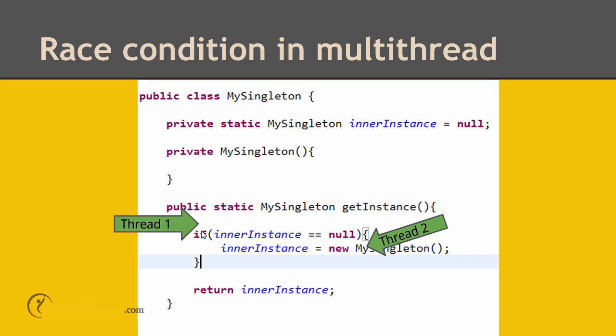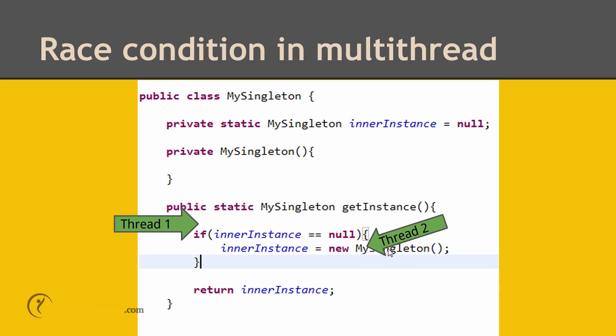So when thread 1 steps into the method getInstance, thread 2 may step into the getInstance method too. So both of the threads, thread 1 and thread 2, may initialize the inner instance by stepping into this null check. So thread 1 will create an instance of my singleton. After that, thread 2 will modify this instance.